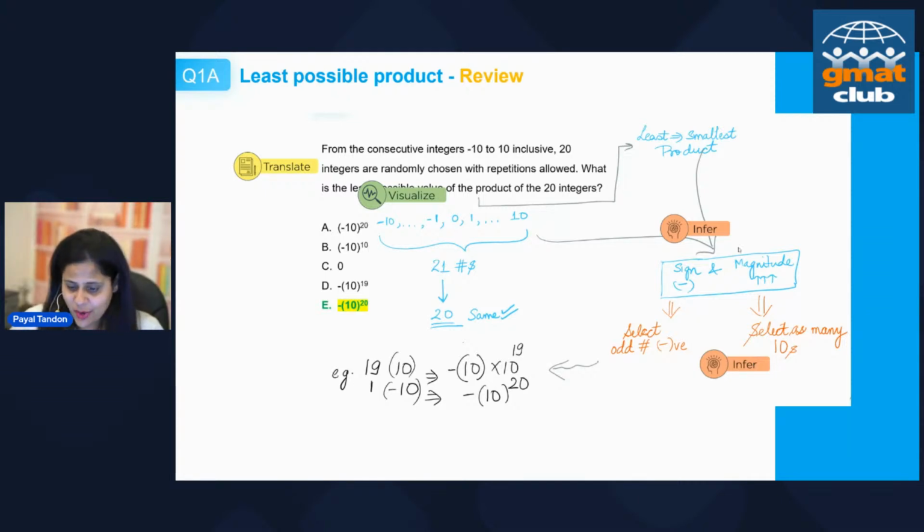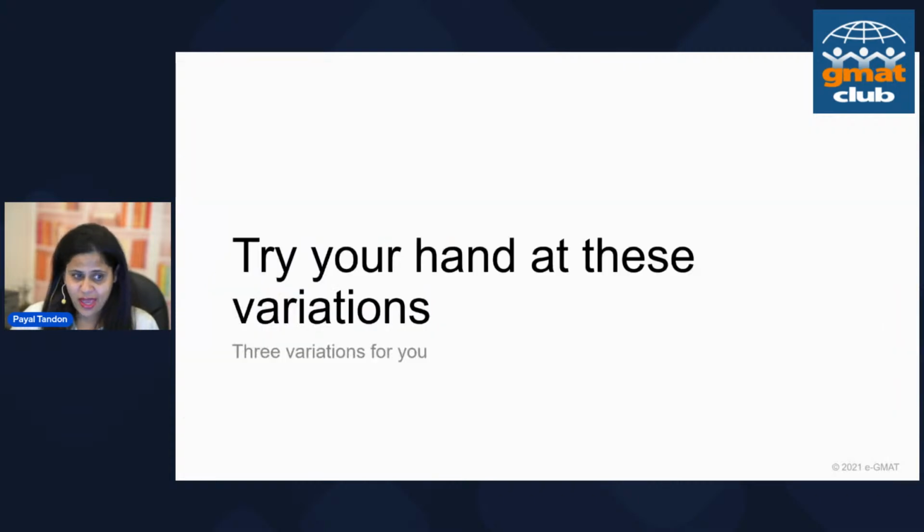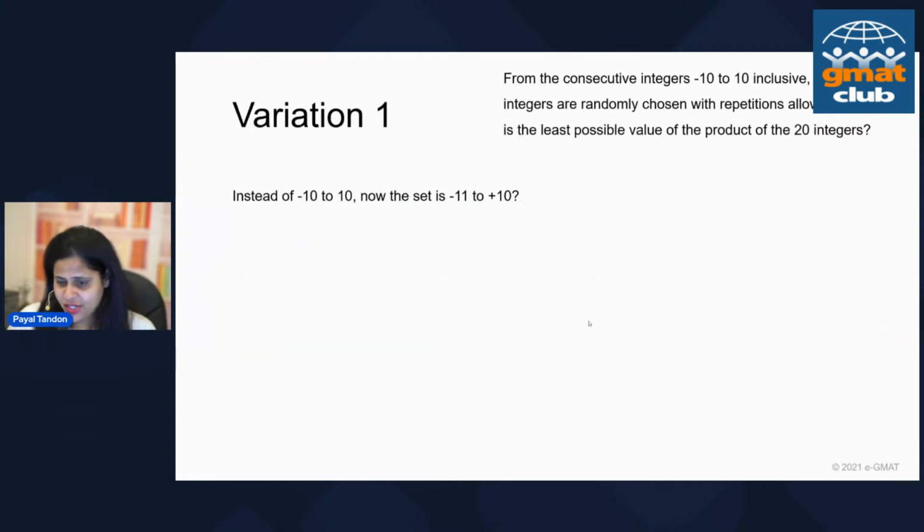Okay, so next I'm going to give you some variations of this question. Again, as you're reading that, I want to make sure that you take notes and draw appropriate inferences. Here is the first variation. Type in the answer. The data set has now changed. Instead of going from -10 to +10, now we are going from -11 to +10. The question statement still remains the same. Tell me what would be the answer. You will have to type it out.